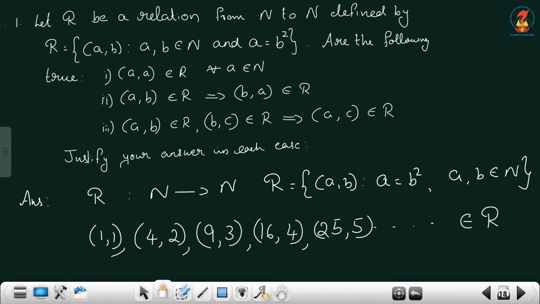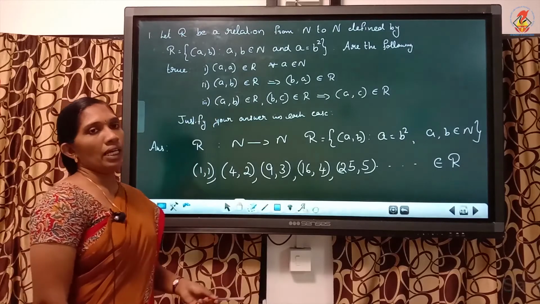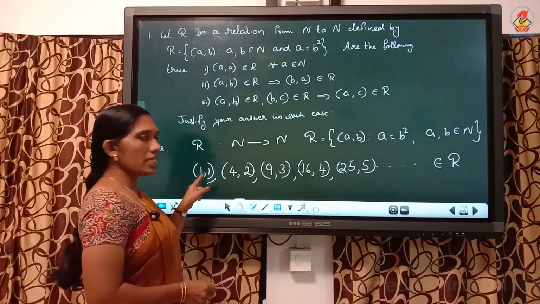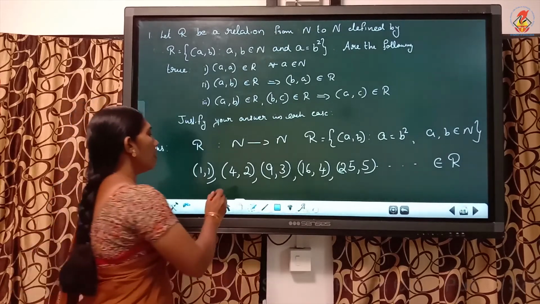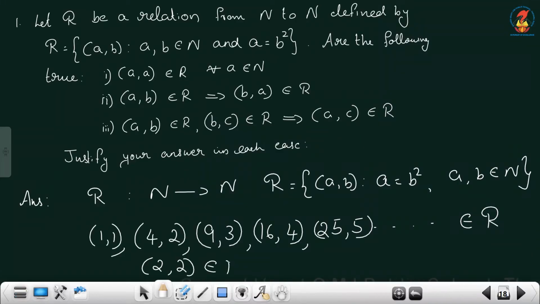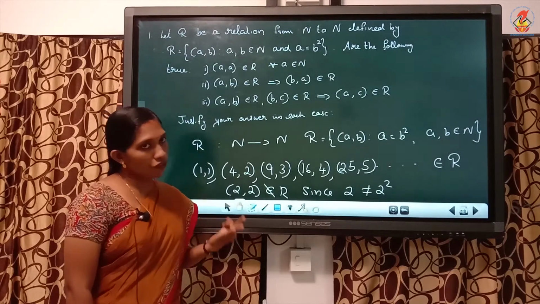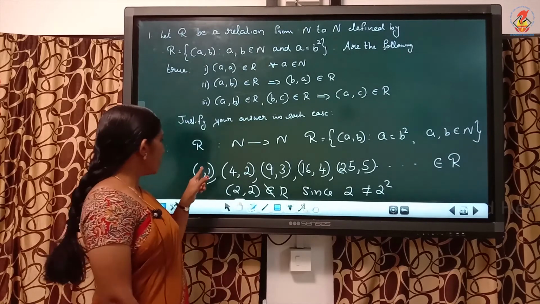The question is this one: (a, a) belongs to R for every a belongs to N. This (1, 1) is an element of R. It's correct. Then what about (2, 2)? Does (2, 2) belong to R? No. This (2, 2) does not belong to R since 2 is not equal to 2 square. 2 square is 4. So, only (4, 2) is an element of R, but (2, 2) is not an element of R. (3, 3) is not an element of R. (4, 4) is not an element of R. Only (1, 1) is an element of R.